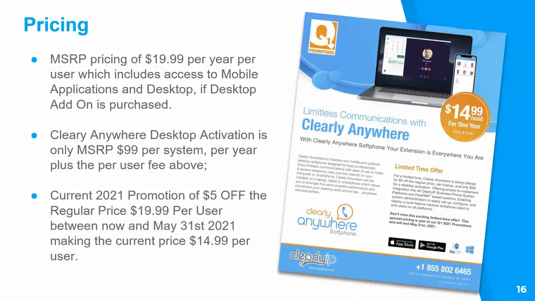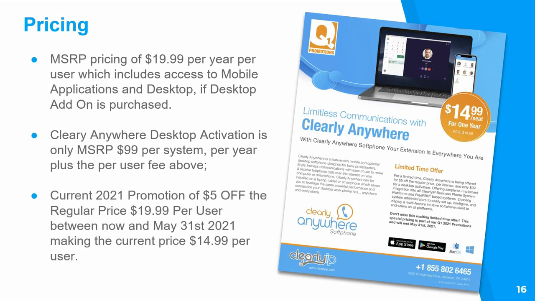Clearly Anywhere Desktop has a yearly per system activation cost of only $99 USD per year, and after that it's a $19.99 per seat MSRP. So we're currently running a promotion until the end of this month where it's a $5 savings per seat. So you're looking at $14.99 per seat.